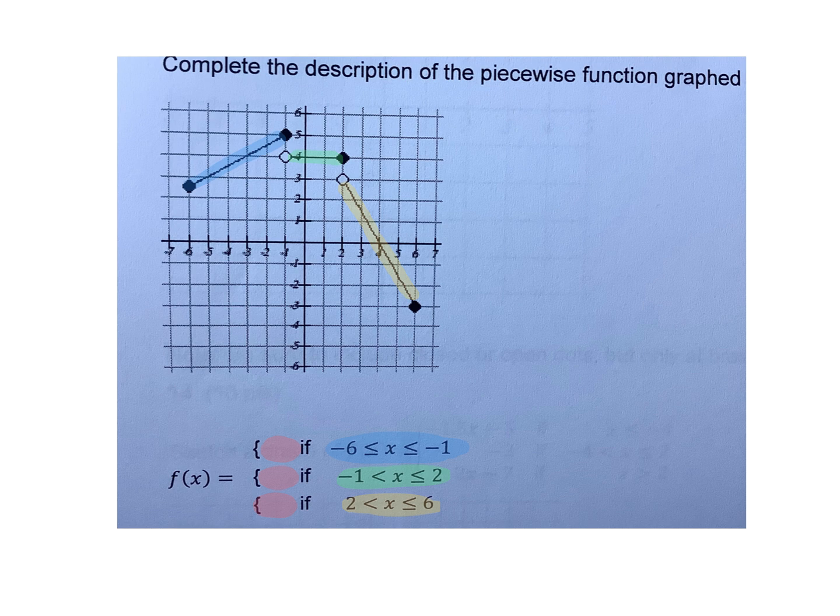This one is giving us what our domains are. It's telling us what x is between, and it wants you to come up with the equations. So I'm going to do these in the same color ink as the graph. So for the first section, I have blue. All right, I'm going between an x value of -6 and -1.